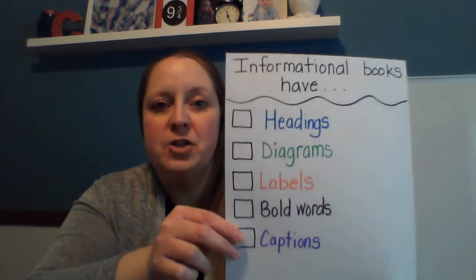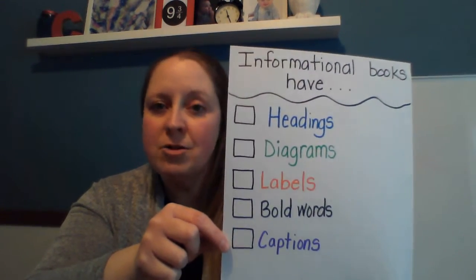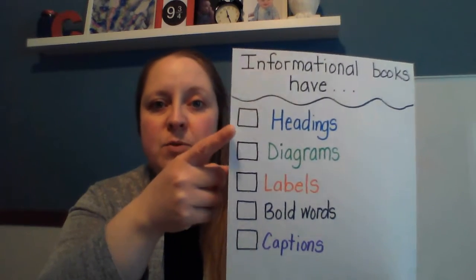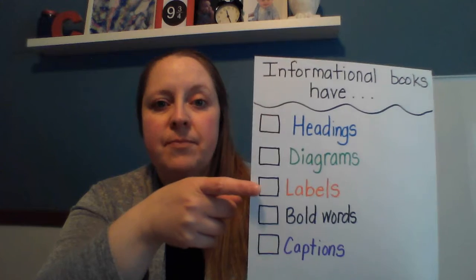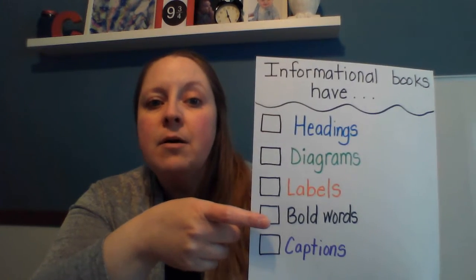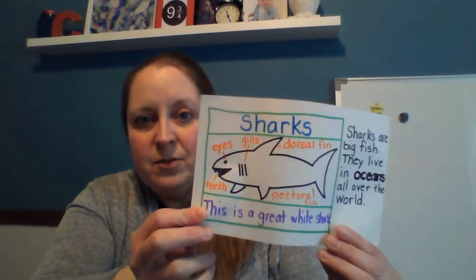But before we start today, I wanted to remind you of some things we talked about before about informational stories. So informational books have some things that other stories don't have. Sometimes we'll see things like headings, diagrams, labels, bold words, or captions. Here is an example that shows all of those things.